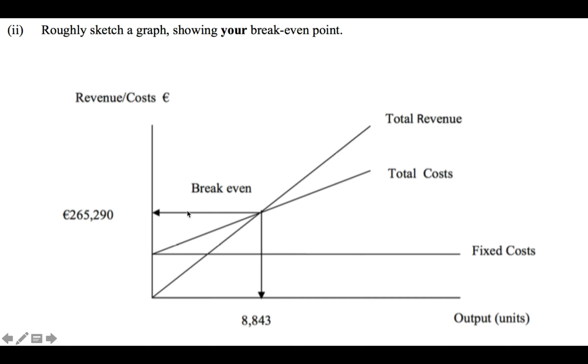The break-even in units is when we draw a line over to the vertical axis here for our revenue and costs, and that is 265,290. And you would get 265,290 if you multiplied your break-even in units, 8,843, by €30, which is the selling price per unit. Okay, and then they drew a line down to the horizontal axis, which is 8,843.